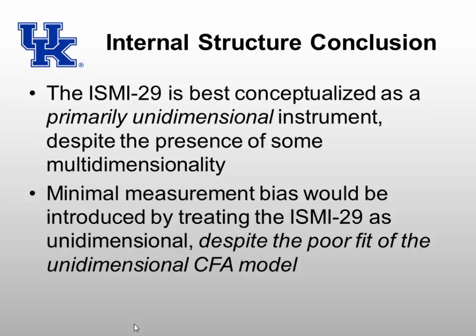So, what can we conclude, thanks to these ancillary bifactor measures? About the internal structure, we can say the ISMI-29 is primarily unidimensional, even though it's got some of that multidimensionality in the mix. We would encounter minimal measurement bias if we forced it into a unidimensional solution, even though that model seemed to really suck in terms of model fit. Yep. Still, we wouldn't encounter that much measurement bias.